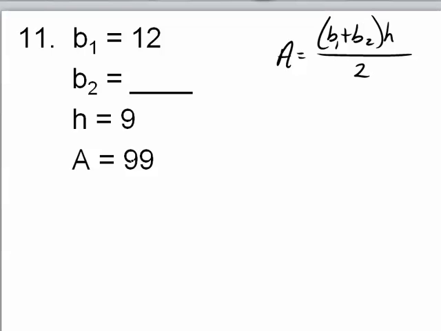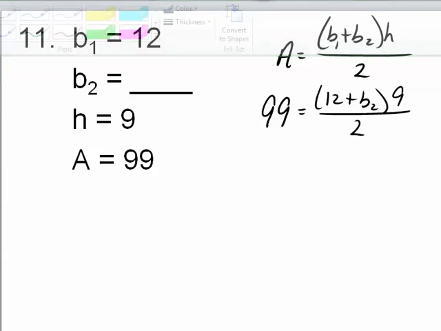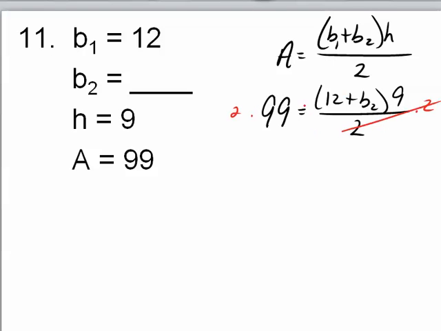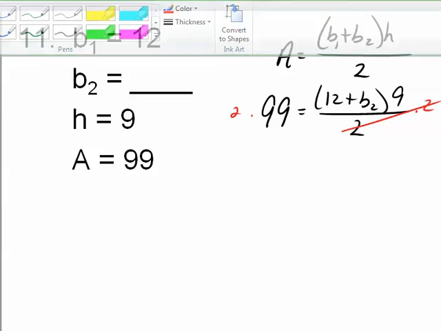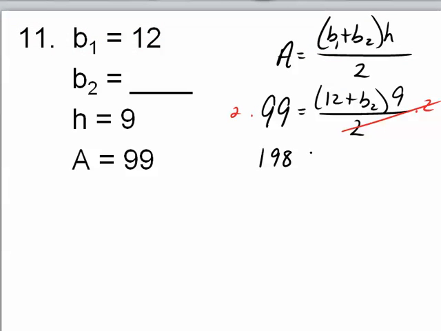So the information I know: the area A is 99. The first base is 12. Base 2 is missing, so I'm just going to leave that as B2, times 9, divided by 2. Now I'm going to undo the problem to solve. Just like when we undid the triangle equation to get rid of divided by 2, I'm going to multiply by 2. So we have 99 times 2, which is 198, is what we get when we add 12 plus base 2 times 9.